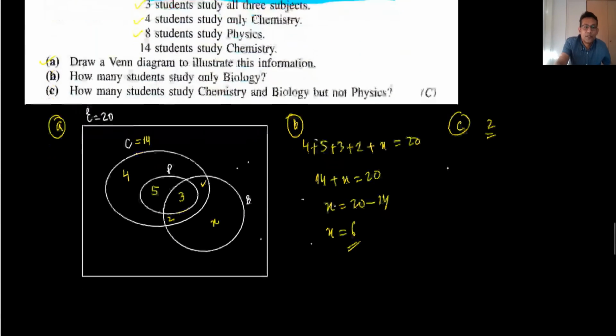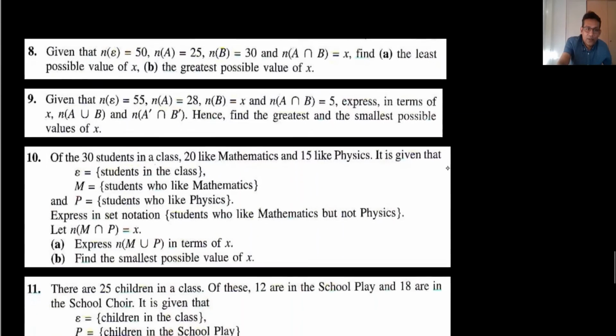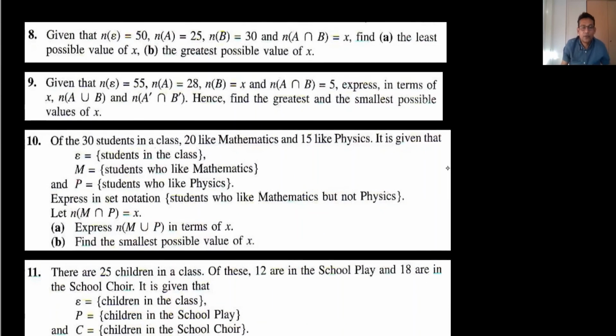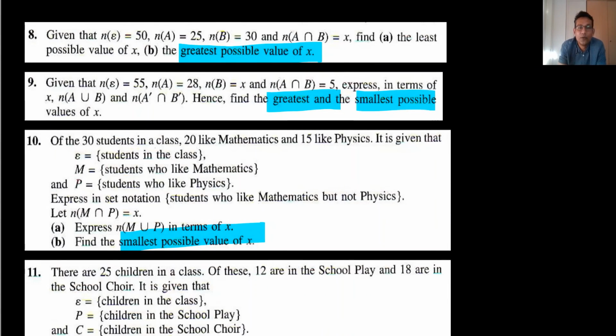So this was question number 7. I'm not starting this topic with this video because this is the greatest possible value, and smallest possible value. I have a trick for question number 8 onward. This is my method I have made actually. This topic, the greatest possible value and smallest possible value, is the most difficult part of sets. So for this, I will make another video separately for the greatest and the smallest value.